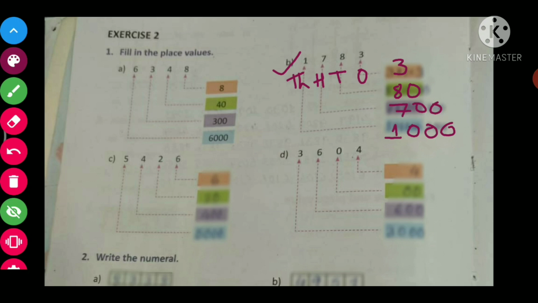Okay, how we can find out the place value of any number. Just remember, suppose in the C part, 6 is there, so 6 stands in ones place. Ones means 1, tens means 10, hundreds means 100, and thousands means 1000, right? So now for 6, we just multiply 6 with 1. It will be 6 only.